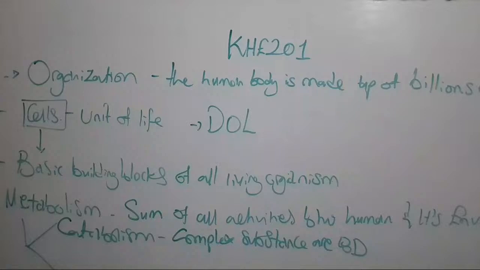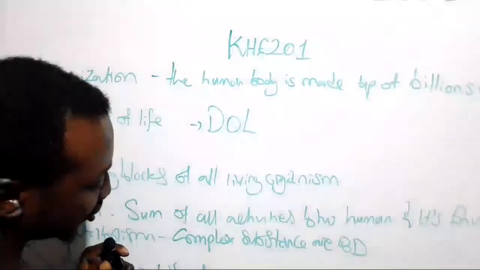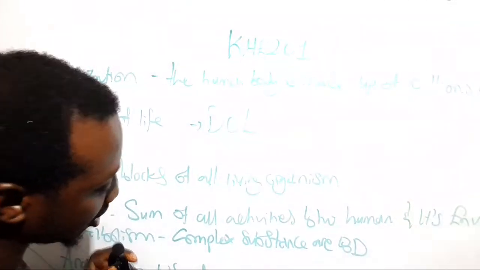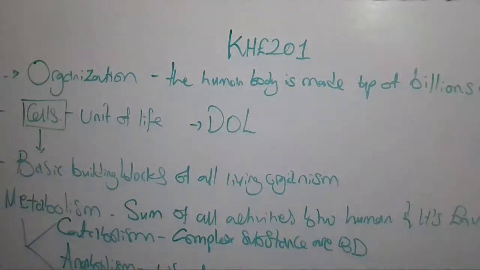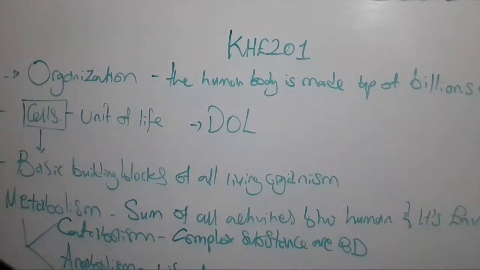Now, the second phase of metabolism is called anabolism. With anabolism, we are talking about the use of energy in the process of life. So from what you have gotten, you convert it to energy, and it is used for the process of life.